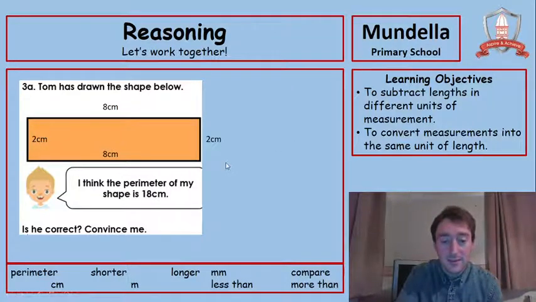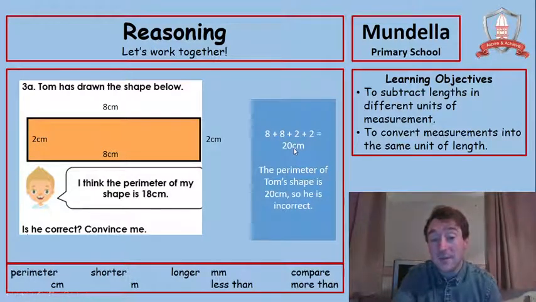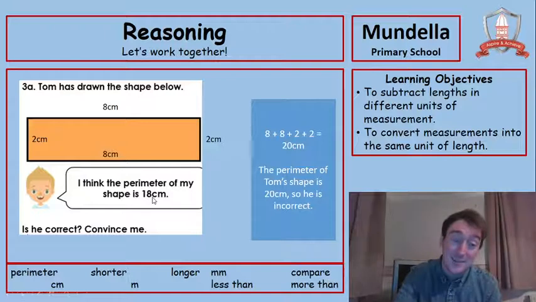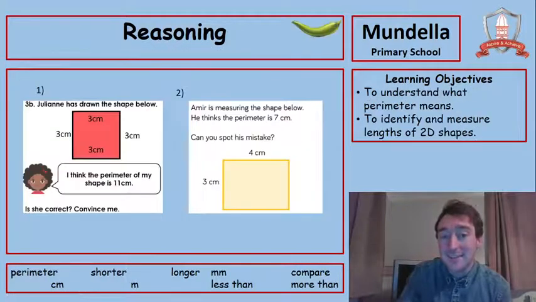Let's see. Well, 8 add 8 is 16. Add 2 is 18. Add the other 2 is 20. So it's 20 centimetres, the perimeter. So he's incorrect, I'm afraid, Tom. It's not 18 centimetres. Okay, let's see if you can have a go at some reasoning yourselves.